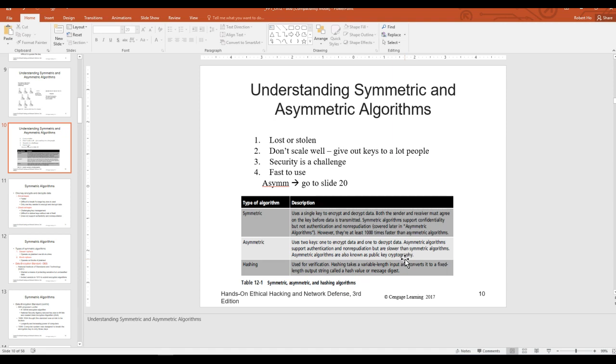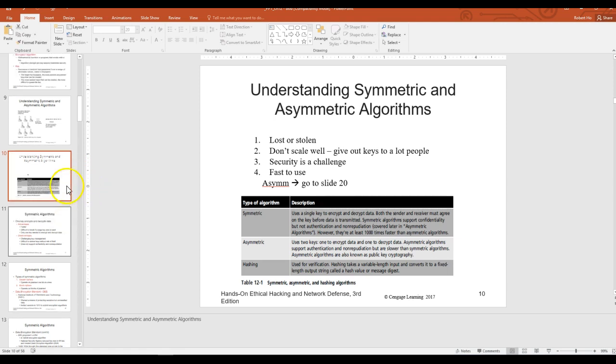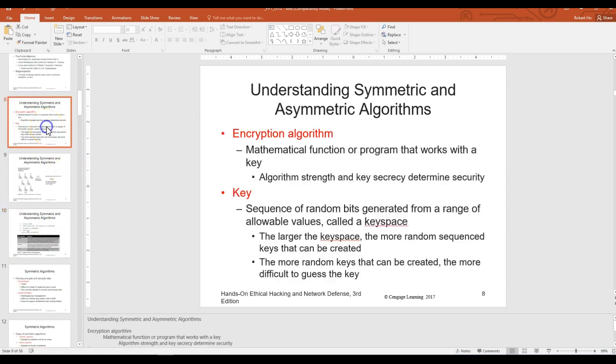Today I will discuss chapter 12, which is cryptography. There are a lot of slides here, about 58 slides. So in this video lesson, I am just going through the most important things, which are asymmetric and symmetric algorithms. All right, without further ado, let's talk about understanding symmetric and asymmetric algorithms.